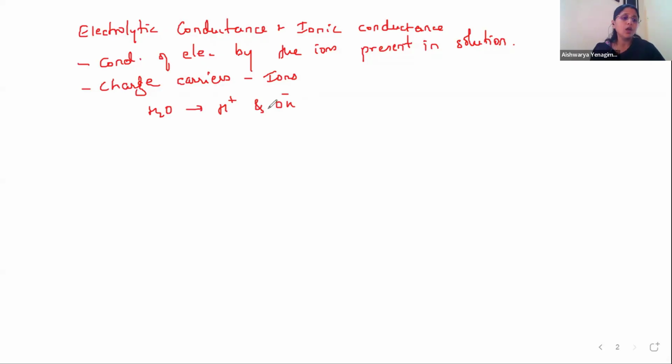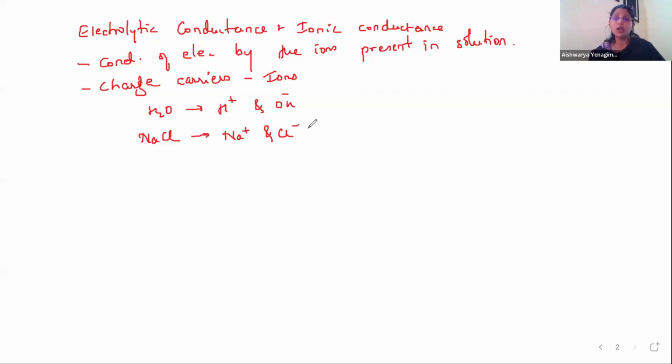Now, if you add an electrolyte to this, electrolyte means any salt. Let me say I will add NaCl. So if you add NaCl, what happens? NaCl dissociates as Na plus and Cl minus. So these Na plus and Cl minus ions get into the solution, and we can see conductivity will increase.